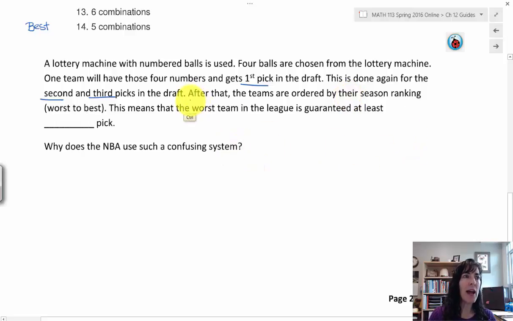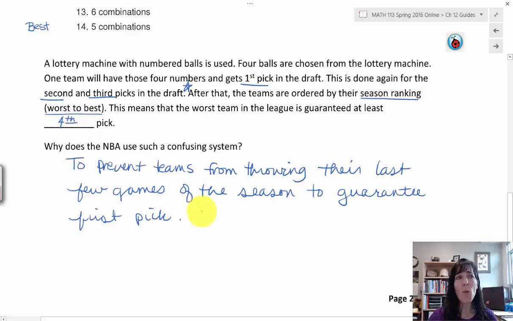And then after that, this is important, the teams are ordered by their season ranking, worst to best. So if you are the worst team and you did not get that first, second, or third draft pick, you are guaranteed the 4th pick. So you will have 4th, or you could get lucky and get first, second, or third. But guaranteed, the worst team is going to get at least 4th, maybe lower, but at least they'll get 4th pick.